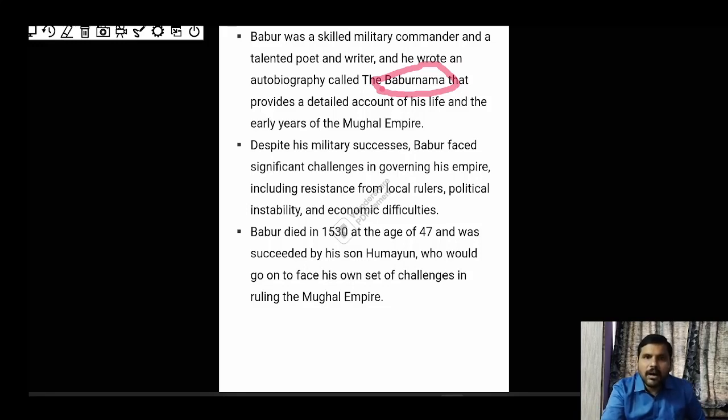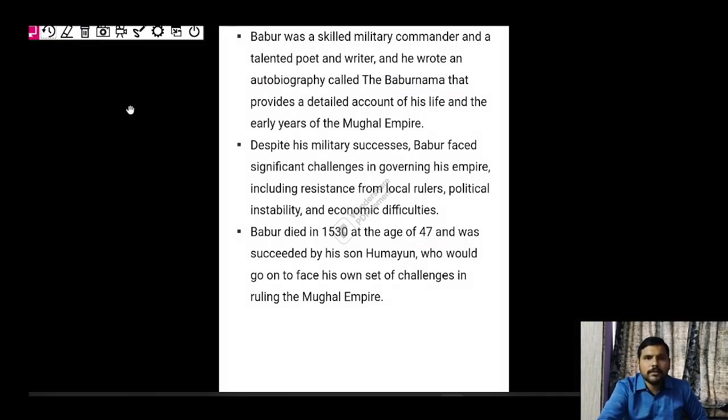And the Babur Nama is an autobiography written by Babur himself. So it contains details about his life and his campaigns, so it is very important from that point of view. And he died at the age of 47. And next, Humayun.